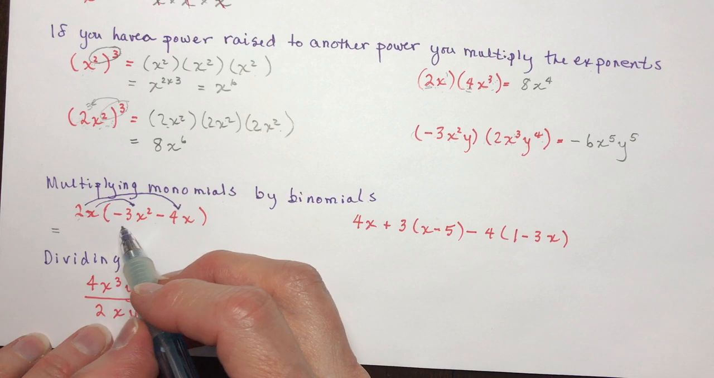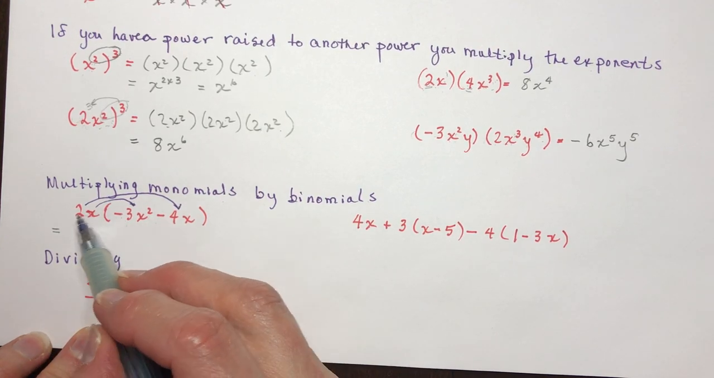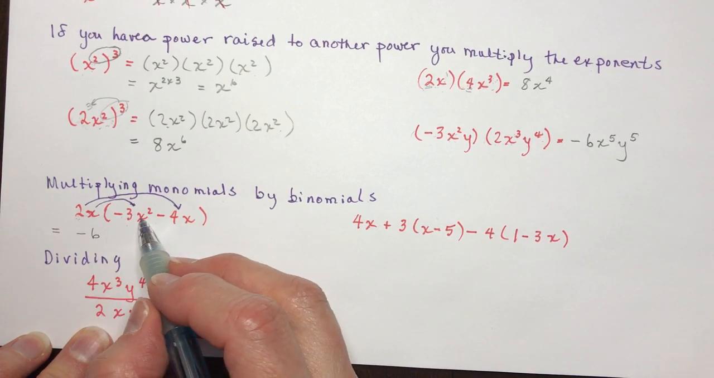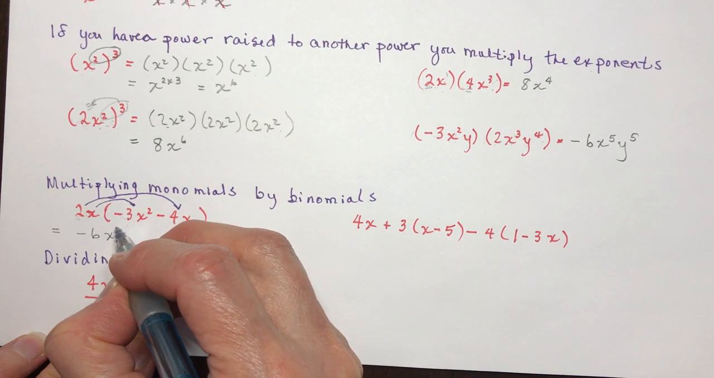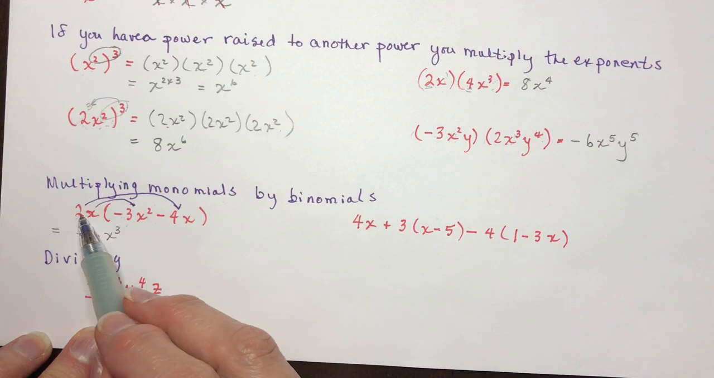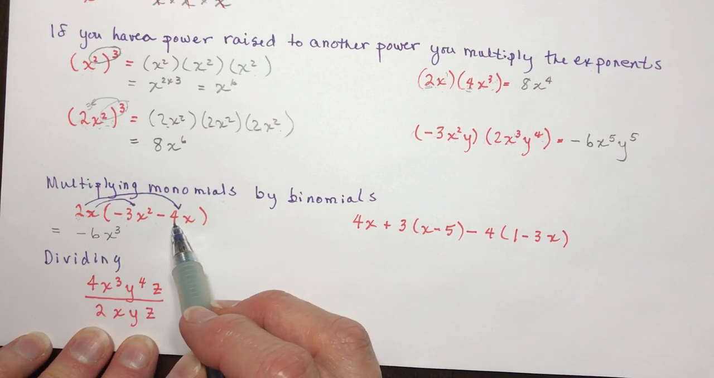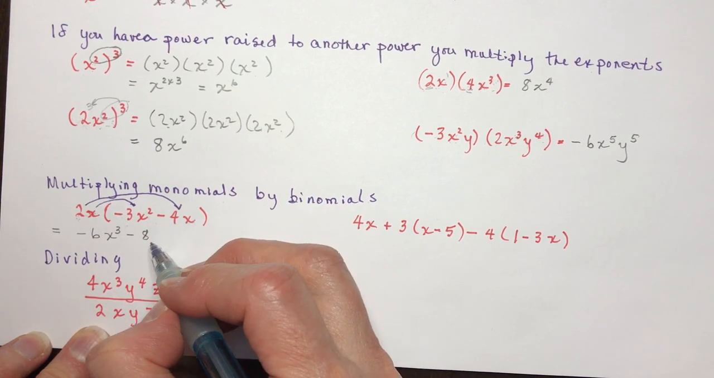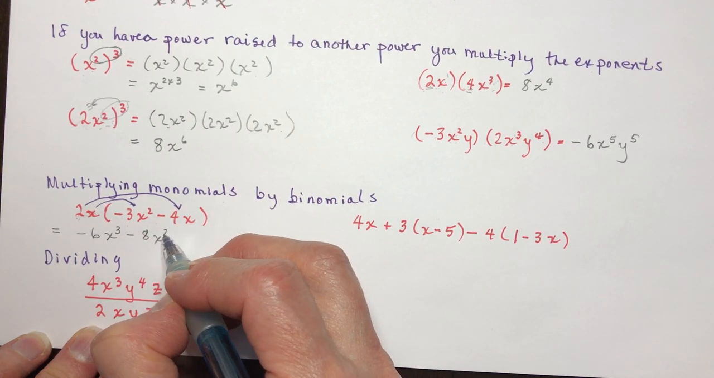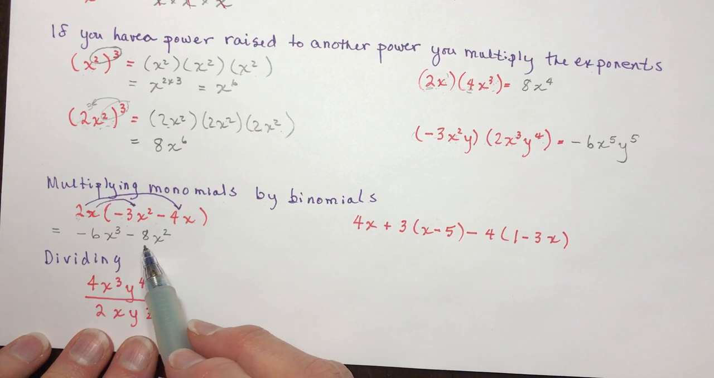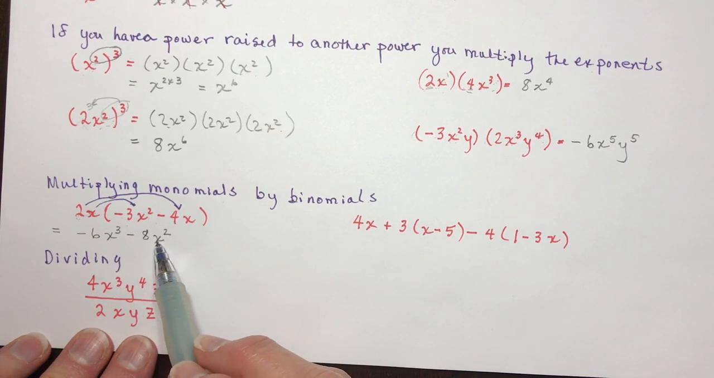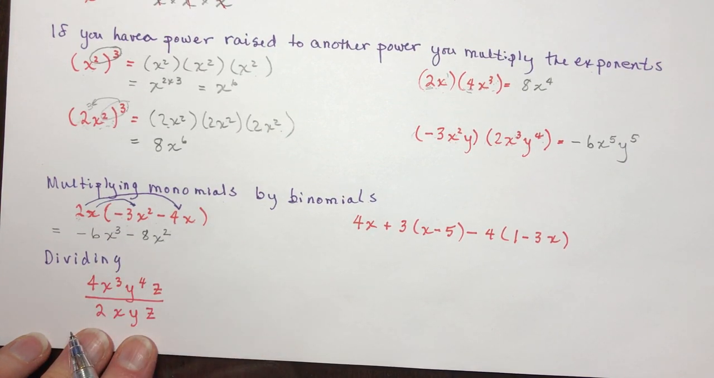So 2x times minus 3x squared, multiply your constants first, that's minus 6. And then I have x times x squared, that's x cubed. And I have 2 times minus 4 is minus 8. And x times x is x squared. Okay, so there's no more expansion needed here. I can't add or subtract these from each other because these variables have different exponents.